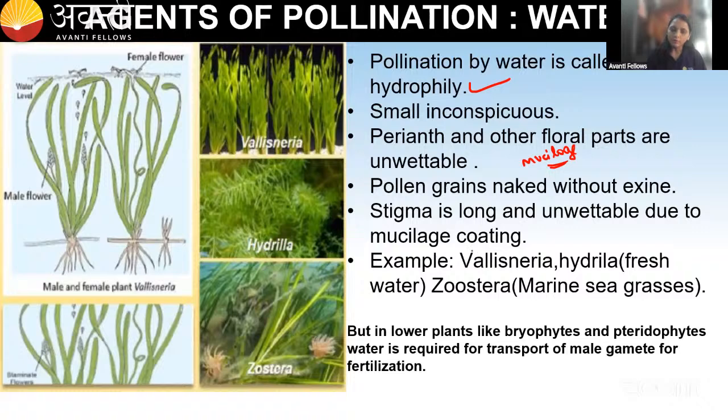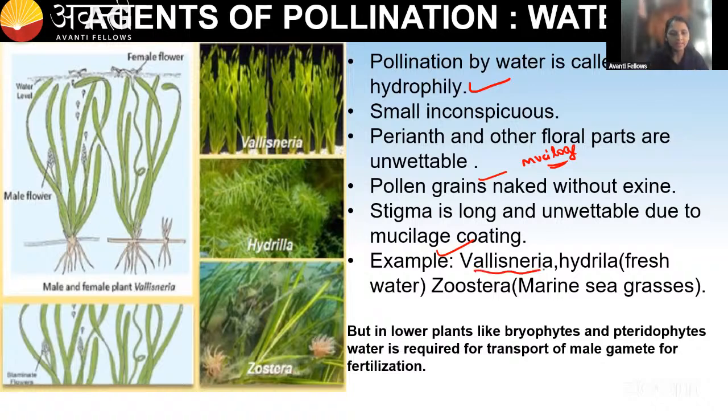Okay, and also pollen grains are naked. Naked means they do not contain exine. Exine, you know, is the outermost layer of the pollen grain, made up of sporopollenin. The inner wall we call the intine, made up of cellulose and pectin, right? Here, the pollen grain does not contain sporopollenin or exine. That's why it is called naked, remember. And the stigma will be long, and this is also unwettable due to the mucilage coating. The pollen grain is also not wettable because it is also covered by mucilage. Okay, just remember this.